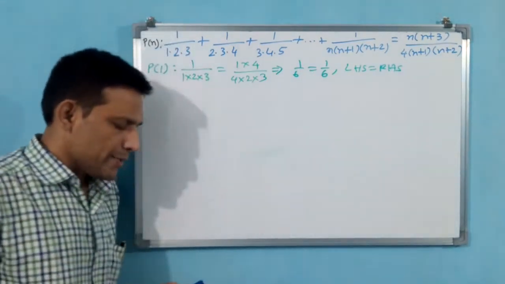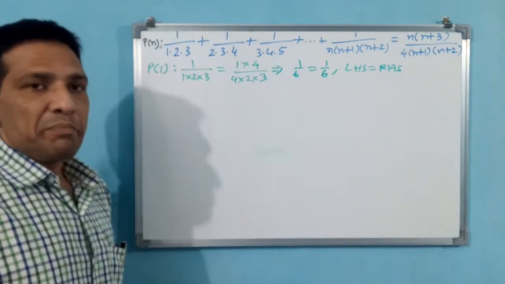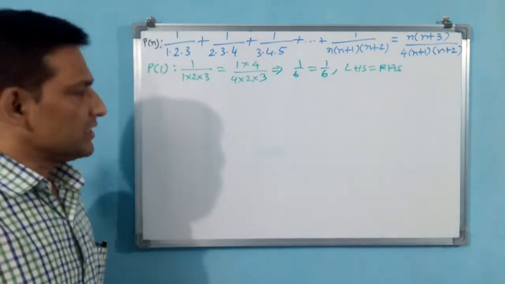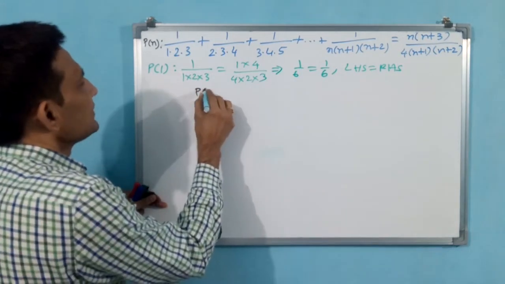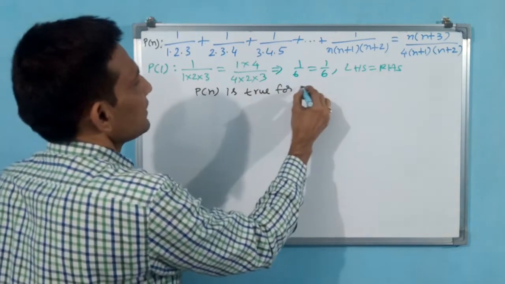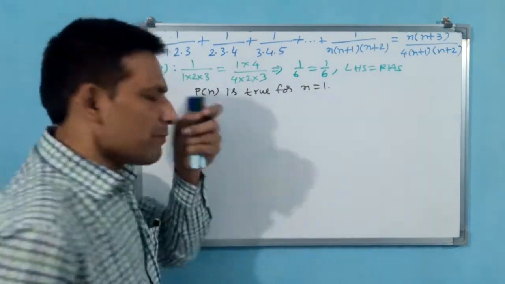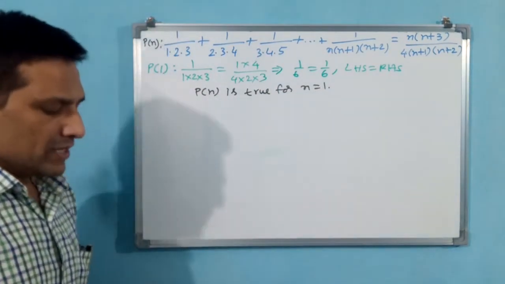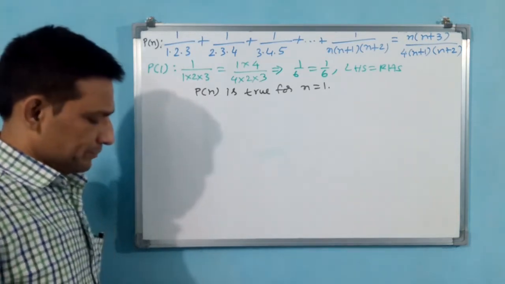Okay, now what you have to write? You have to write P of n is true for n is equal to 1. Same thing you write. P of n is true for n is equal to 1. This is very important. This step you have to write. Okay, don't miss this step.